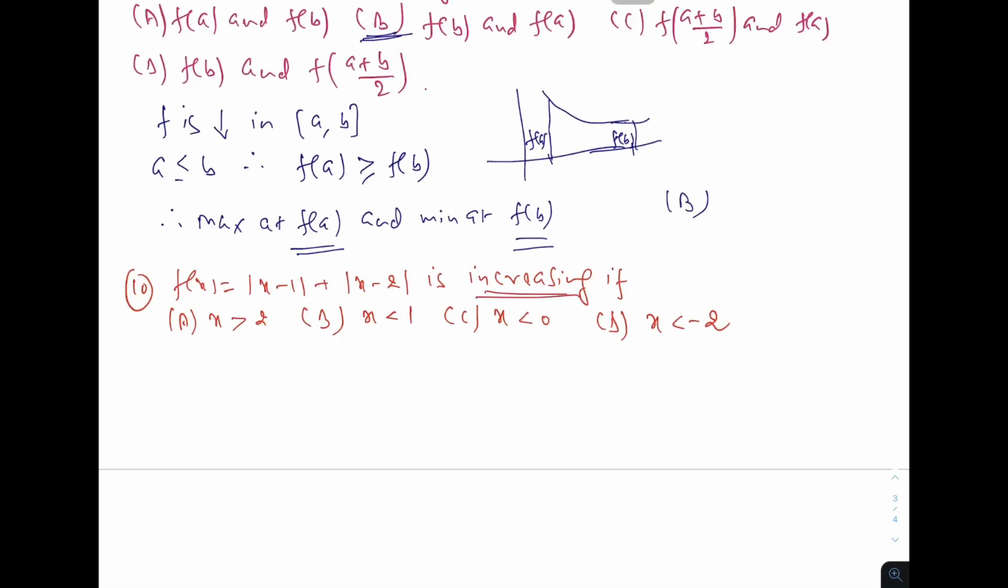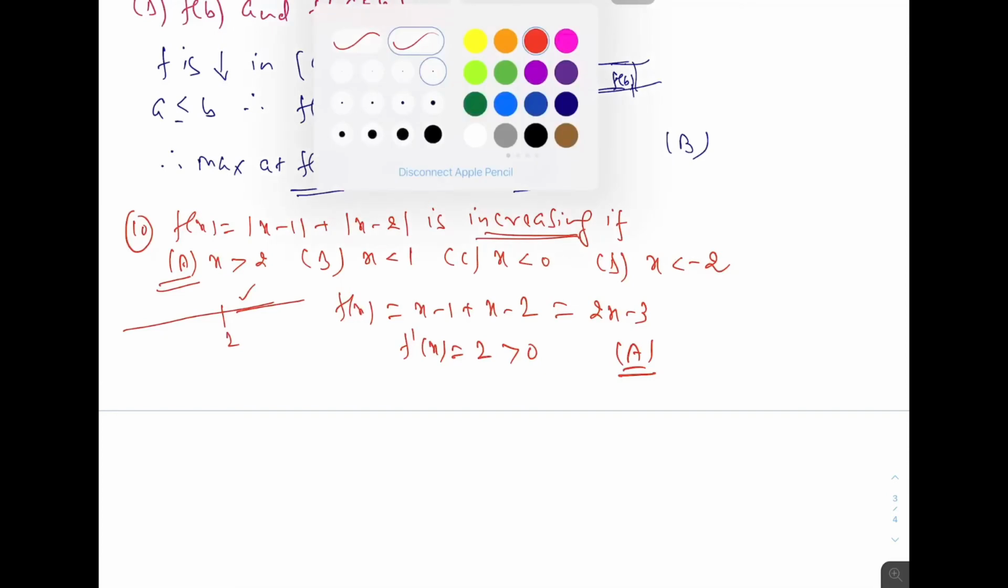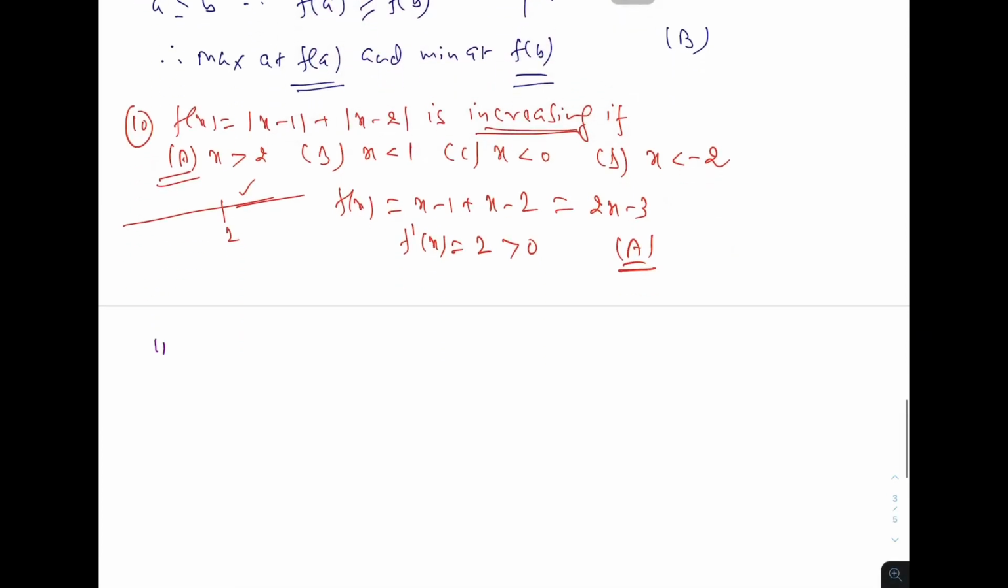Now it asks increasing. So very quickly you can find that if I take x greater than 2 here, then f x is x minus 1 plus x minus 2. So this is 2x minus 3 and f dash x is 2, which is greater than 0. That means when x is greater than 2, the function is increasing. So the answer is option A. Okay, take one more.